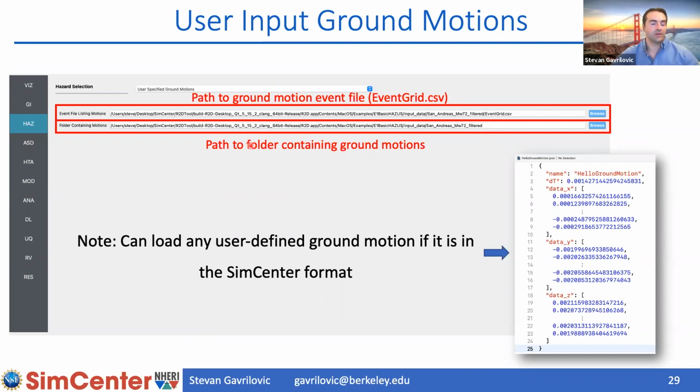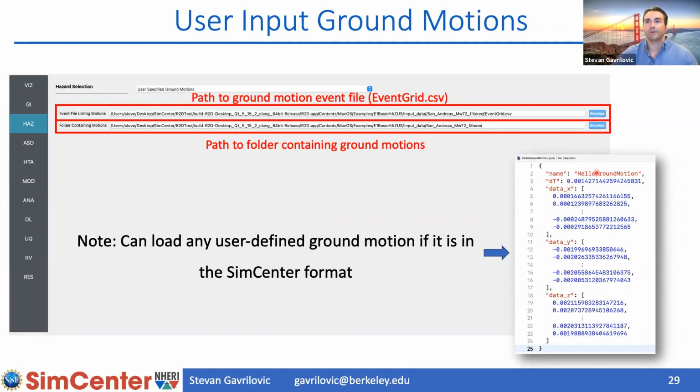And also, if you're storing your ground motions in another folder, you could point it to the path to the folder that contains these ground motions. Now note that the user can load any ground motions, really. Say you have a physics-based ground motion simulation, really fancy, stochastic or synthetic ground motion simulation, where you could take those and translate them into the SimCenter format, which again looks just like this.